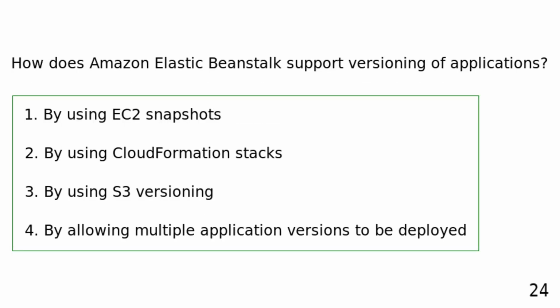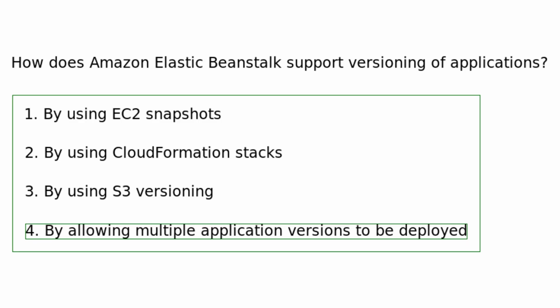How does Amazon Elastic Beanstalk support versioning of applications? By using EC2 snapshots. By using CloudFormation stacks. By using S3 versioning. By allowing multiple application versions to be deployed. Elastic Beanstalk supports versioning by allowing multiple versions of an application to be deployed and managed.